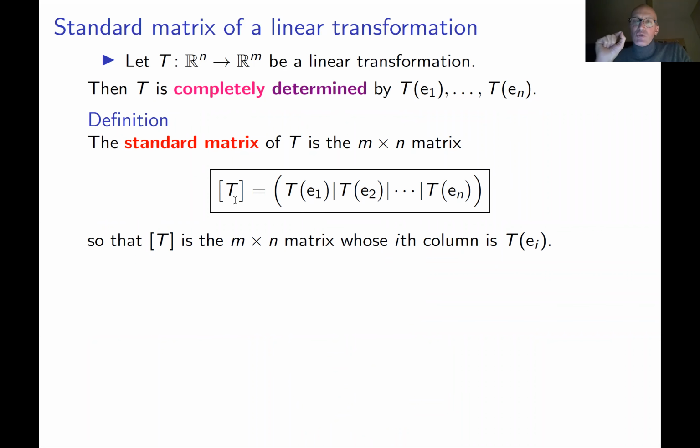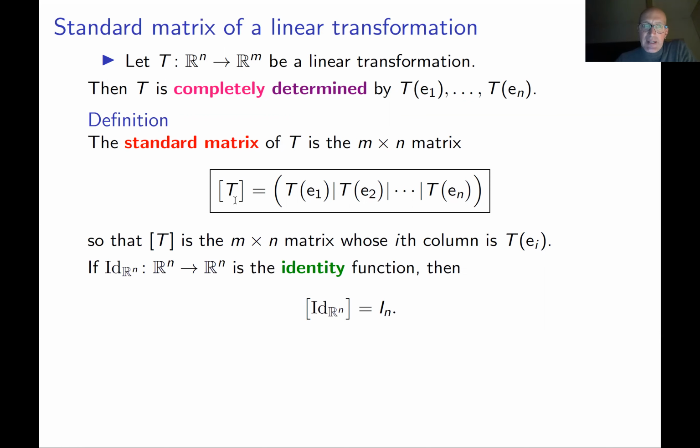By definition, to cook up this matrix, you take the vectors E1, E2, ..., En, you apply your linear transformation T to them, you get n vectors in m-dimensional space, you put them as the columns of a matrix, and you call this matrix the standard matrix of T. Okay, let's consider two examples.